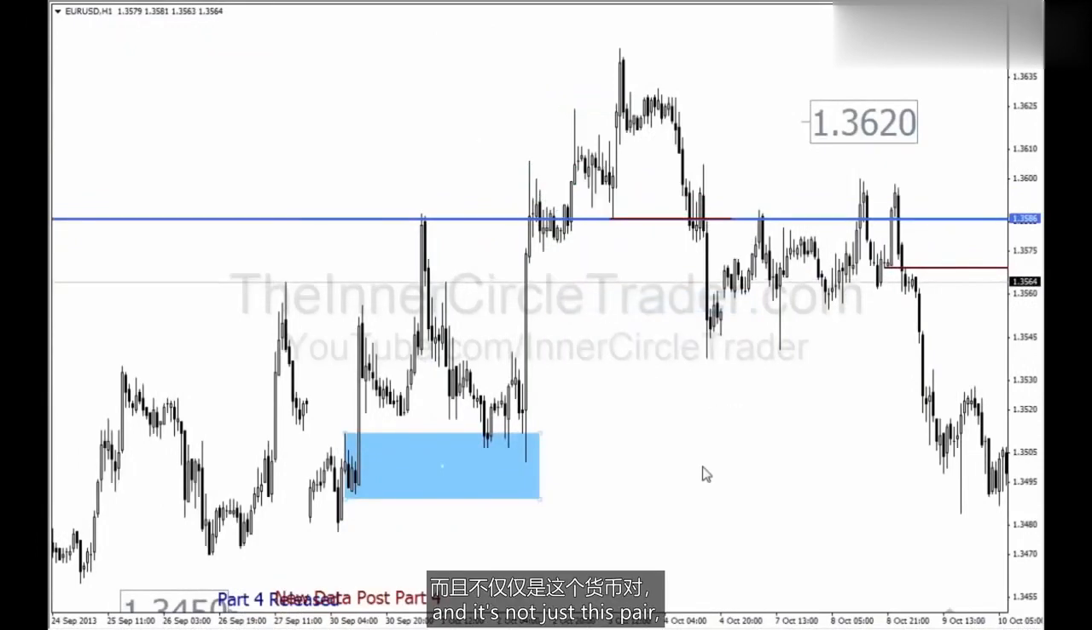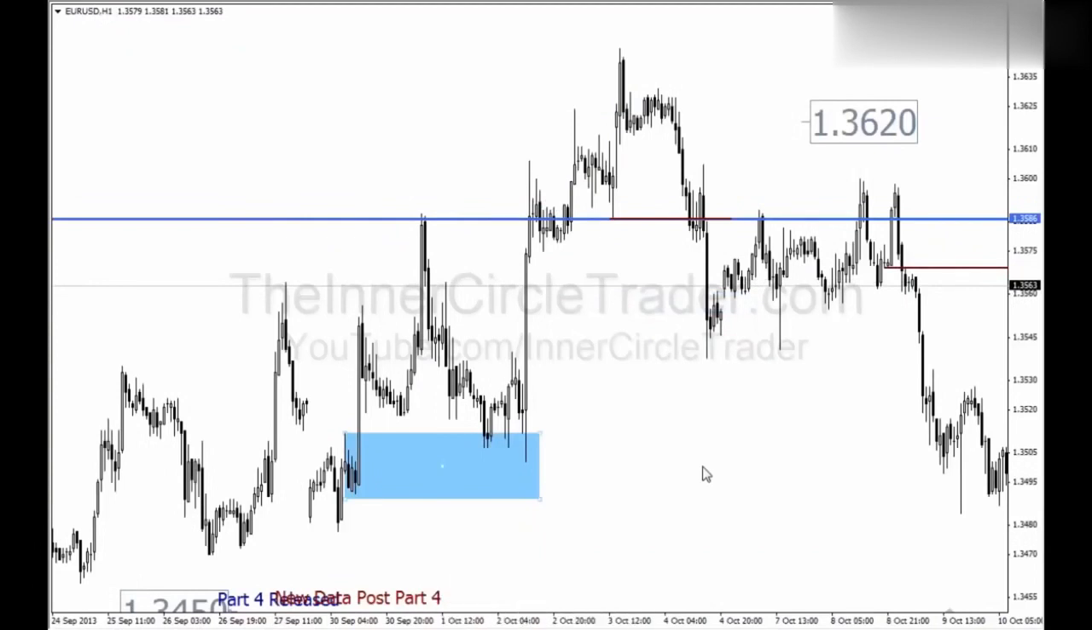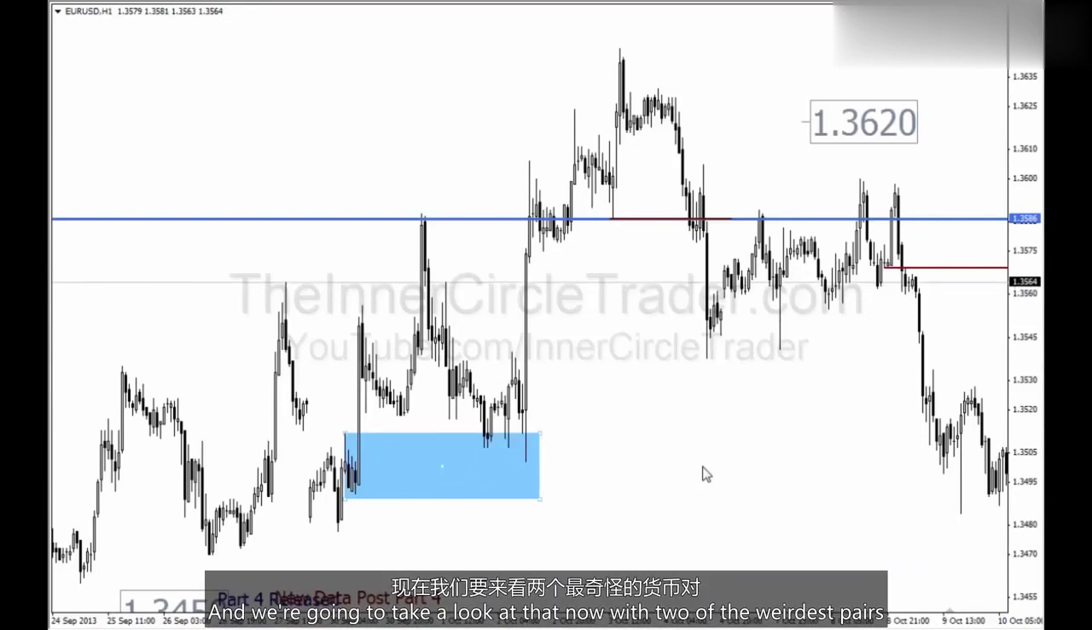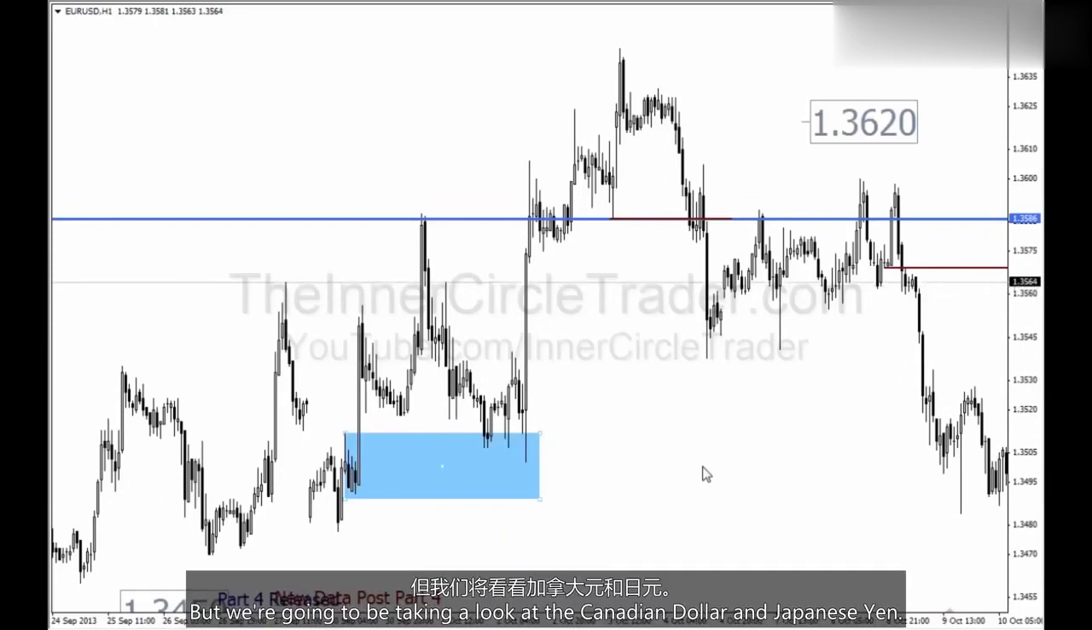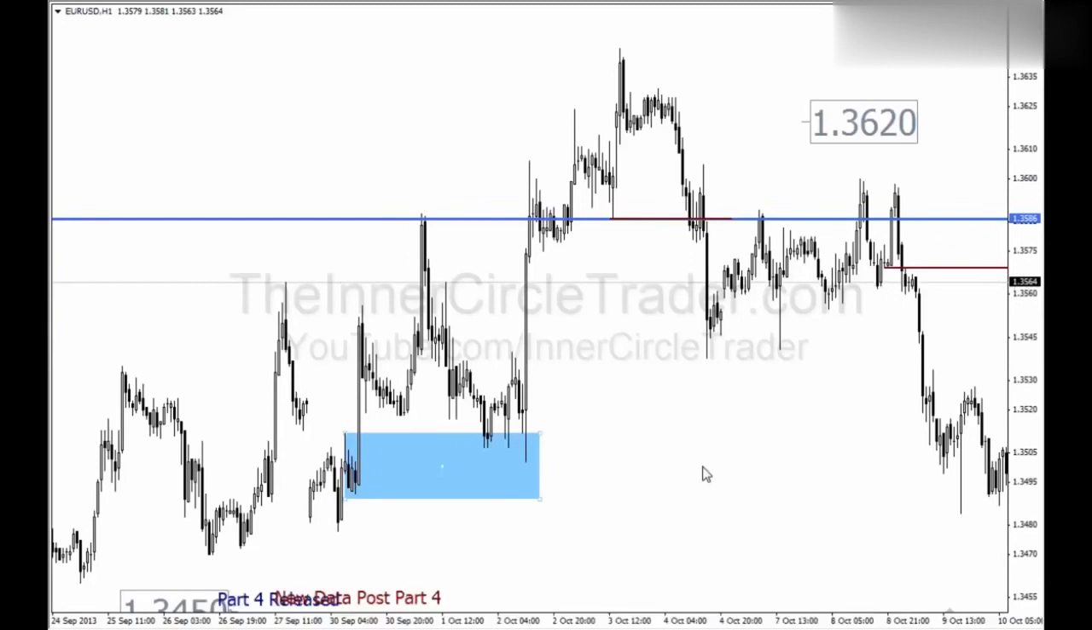And it's not just this pair, okay? It's not just the cable, British Pound USD. Not the pairs that ICT likes. It's universal. And because it is universal, you can use it in other pairs. And we're going to take a look at that now with two of the weirdest pairs in the ICT repertoire. We're going to be taking a look at the Canadian dollar and Japanese yen. I know you're scratching your head thinking, what is that? And then the Australian Japanese yen. Okay, so let's take a look at those now.